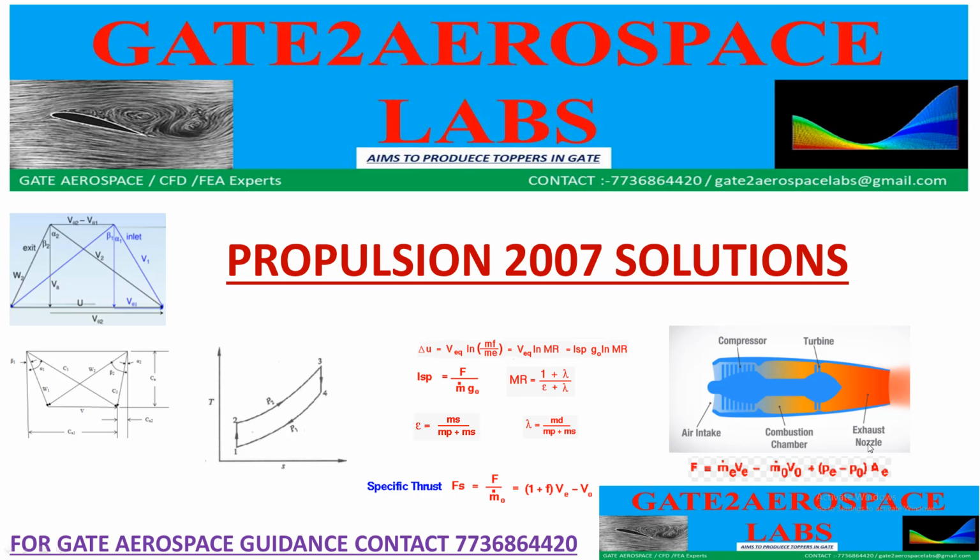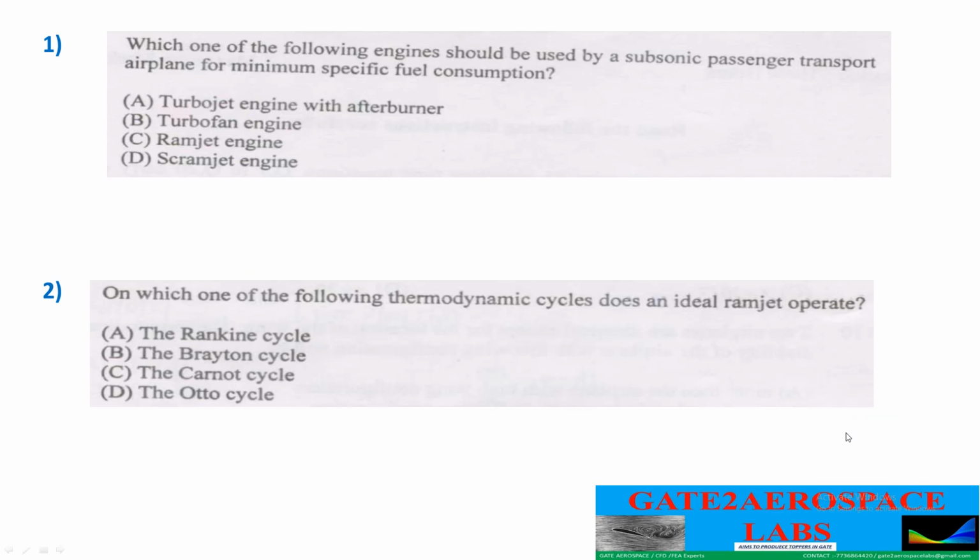In this video, I will be solving the propulsion questions from the 2007 question paper. The first question is, which one of the following engines should be used by a subsonic passenger transport airplane for minimum specific fuel consumption? See, if you see the options, then this turbo ramjet engine is a supersonic engine.